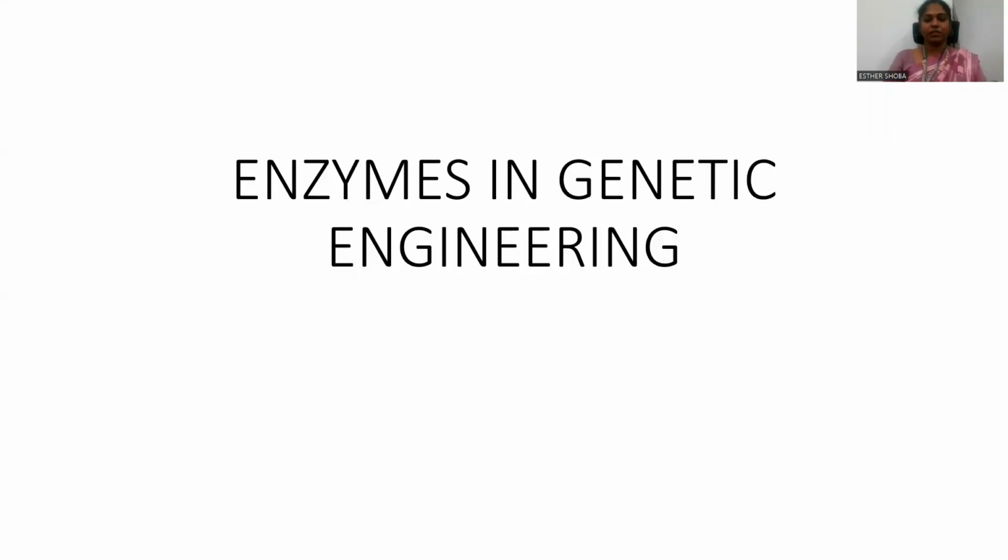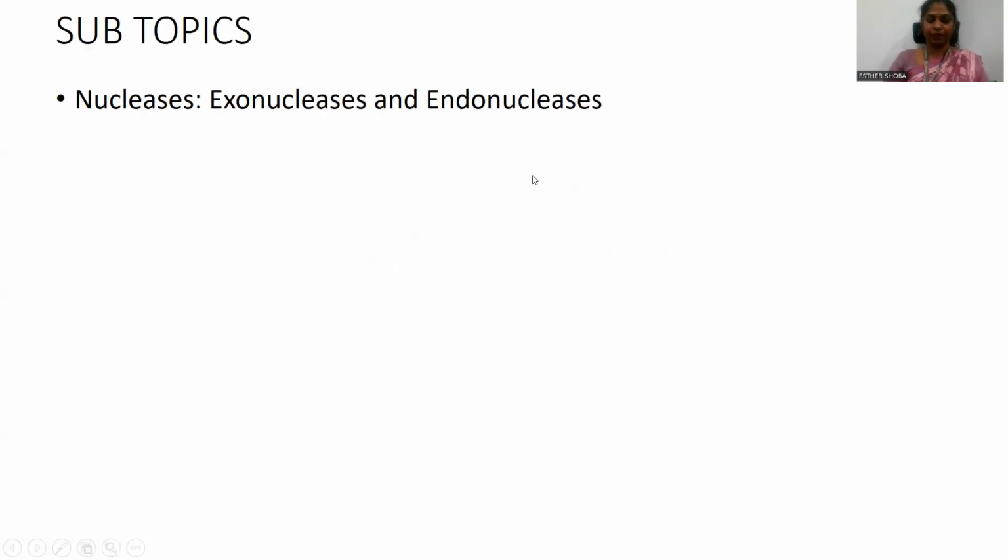Dear students, this video speaks about the enzymes in genetic engineering. There is a need for very important tools for bringing about the production of recombinant DNA molecules. The enzymes usually come under five broad categories. We call them nucleases, ligases, polymerases, DNA modifying enzymes, and topoisomerases.